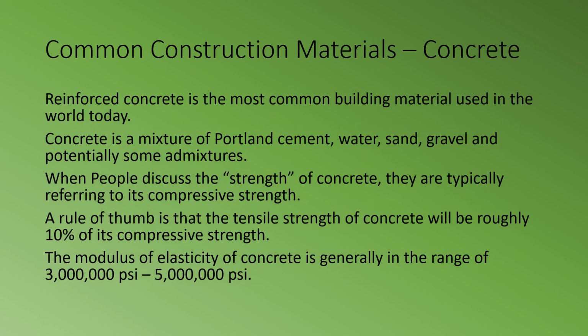Concrete is the most common building material used in the world today. It is a mixture of Portland cement, water, sand, gravel, and potentially some admixtures. When people discuss the strength of concrete, they are typically referring to its compressive strength. A rule of thumb is that the tensile strength of concrete will be roughly 10% of its compressive strength, and the modulus of elasticity generally ranges from 3 million psi to 5 million psi.